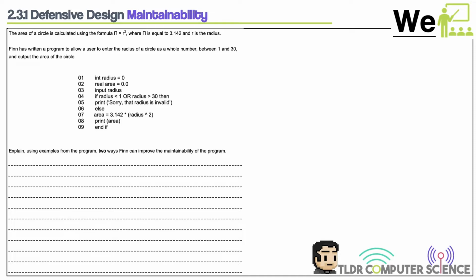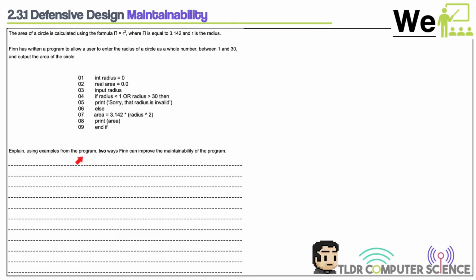In this question, the area of a circle is calculated using the formula pi times r squared. Finn has written a program to allow a user to enter the radius of a circle as a whole number. It's an integer, a whole number, between 1 and 30, and it outputs the area of the circle. Here is our code.